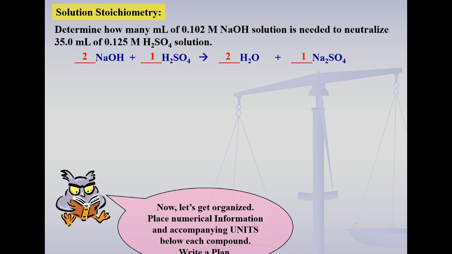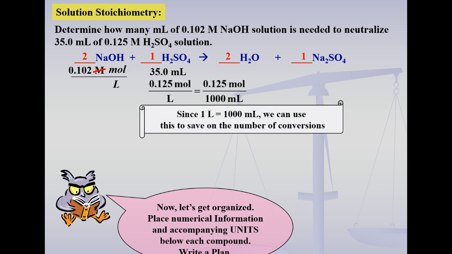And let's get in our given, our unknown, and our plan. So our given: 0.102 molar solution, which we're going to change to moles over 1 liter, 35.0 milliliters of sulfuric acid, and the molarity of sulfuric acid, 0.125 moles per liter, which is equal to 0.125 moles over 1,000 milliliters. Our unknown is milliliters of sodium hydroxide.